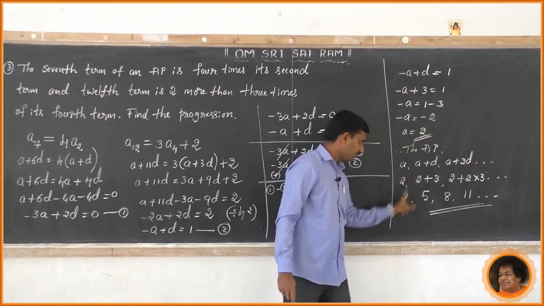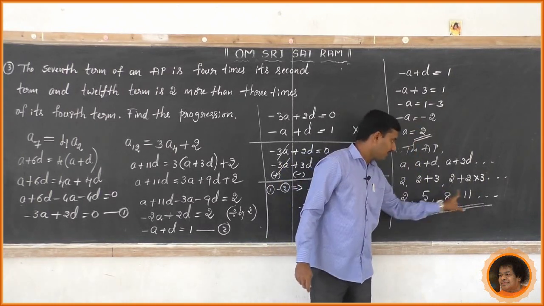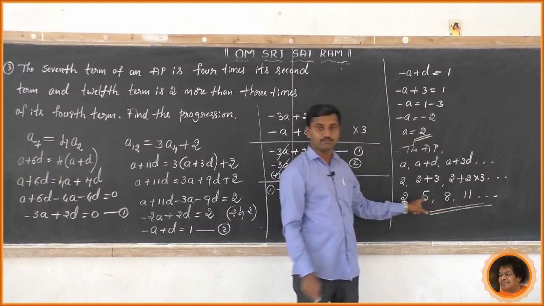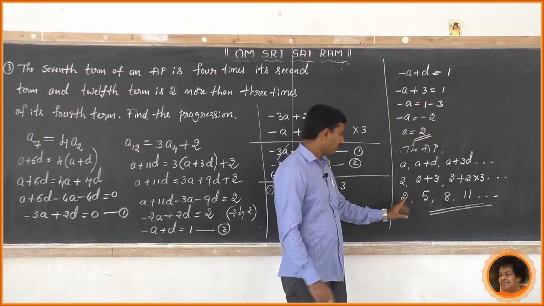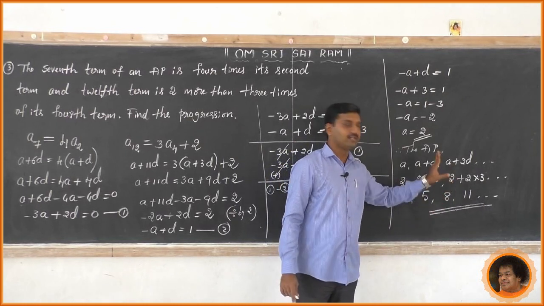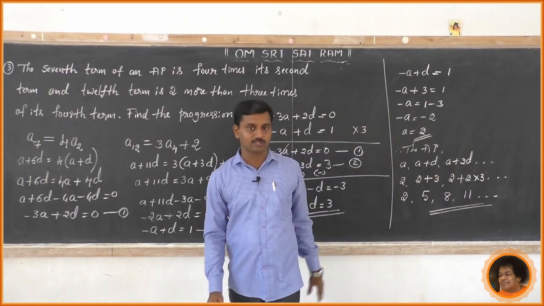5 minus 2 is 3. 8 minus 5 is 3. 11 minus 8 is 3. The common difference is the same. That's why the terms are in AP. So the progression is 2, 5, 8, 11, and so on. So I think you understood the problem.